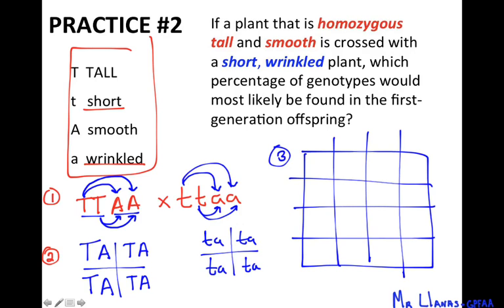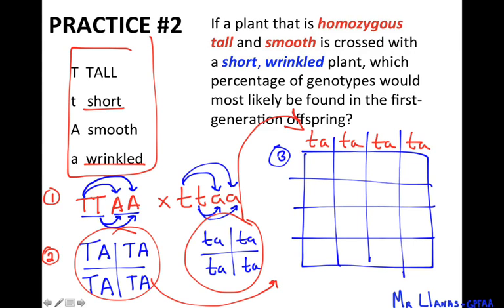And again, it doesn't matter where you put the parents, but we're going to grab this one and put it on the top. And we're going to write the first one: little t, little a, little t, little a, little t, little a, little t, little a. And then we're going to grab parent 1 and put it on the side. And if we do that, then this is going to be big T, big A, big T, big A, big T, big A, and big T, big A.